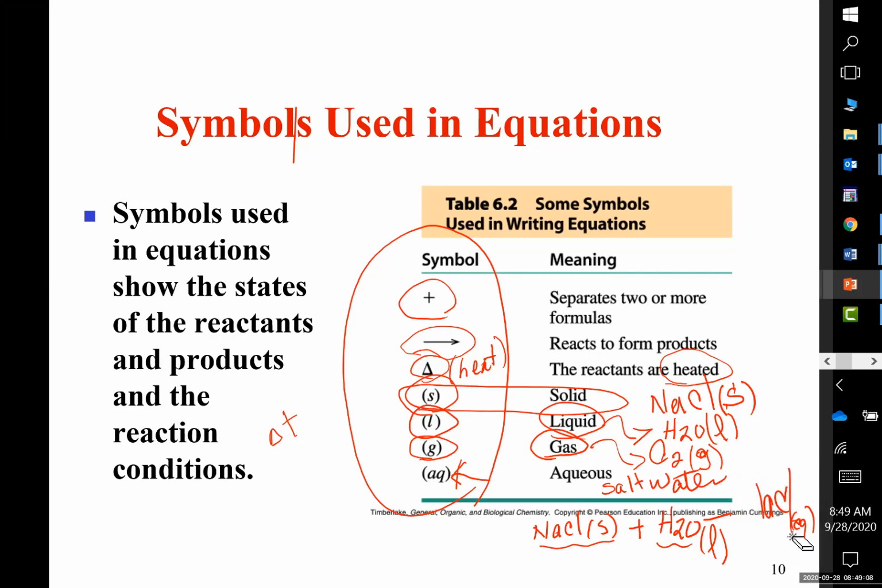Let me write this better so you can read it. So it results in the formation of aqueous sodium chloride. So do you see the difference between aqueous and liquid? Liquid is pure water. NaCl, aqueous means NaCl dissolved in water.